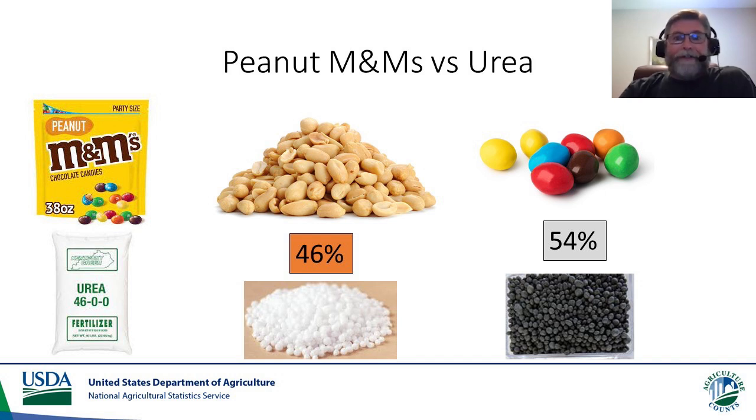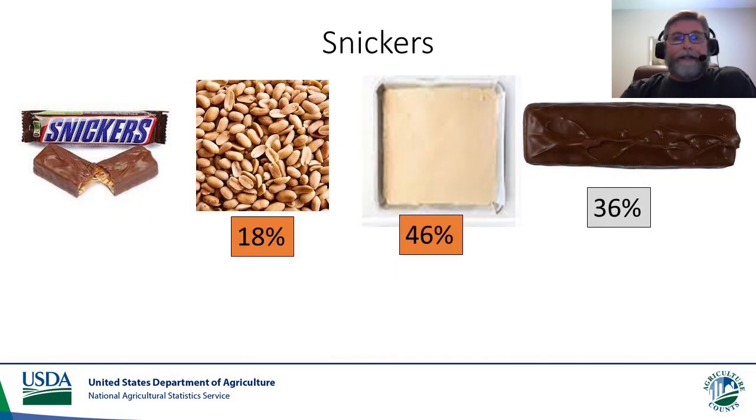So if I have a 500-pound bag of urea, 46% is nitrogen, 54% is carrier. So 46% of 500 equals 230 pounds of actual nitrogen, and 54% of 500 is 270 pounds of carrier. Another dry product example is a Snickers bar.